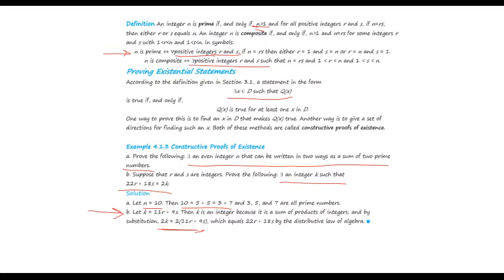So if r is 1 and s is 1, it would be 11 times 1 plus 9 times 1, which is 20. So k is 20 if r and s are both 1. But we don't need to show such a thing. We just need to say k is equal to 11r plus 9s. So it is true for any r and s that someone picks, and it proves the existential statement using constructive proof of existence.